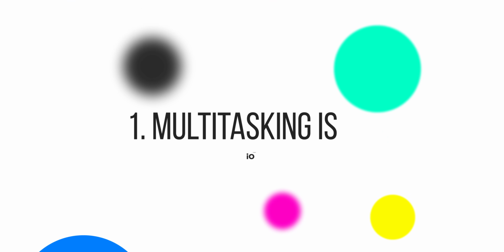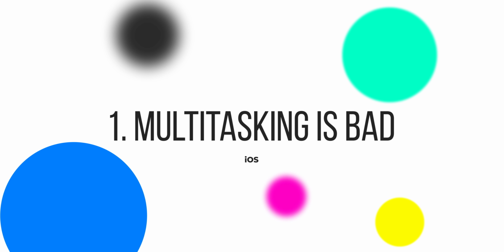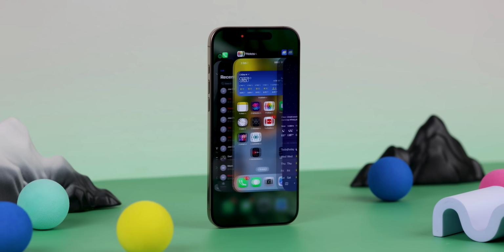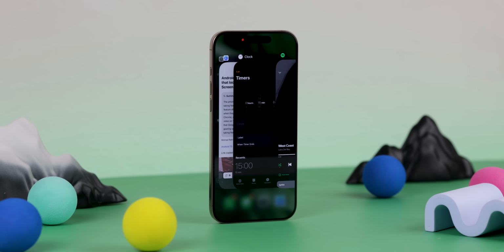So let's start it off with the first big thing that's wrong with iOS. Multitasking. Yeah, it's pretty bad. First off, if you're using an iPhone, there's no real way to use more than one app at a time, and that can get really annoying.